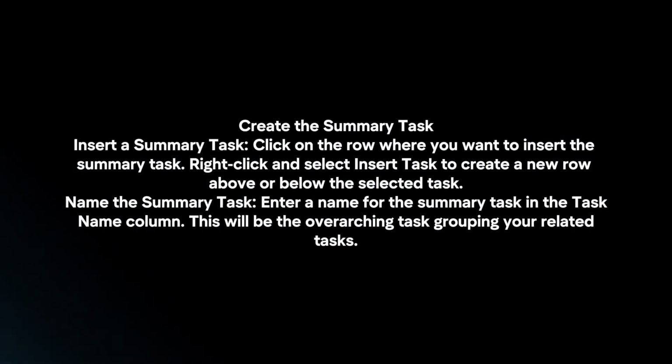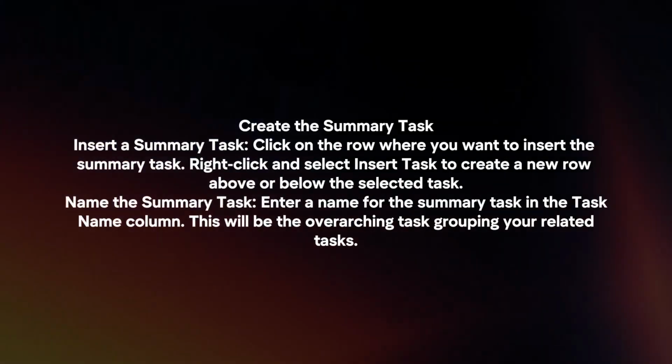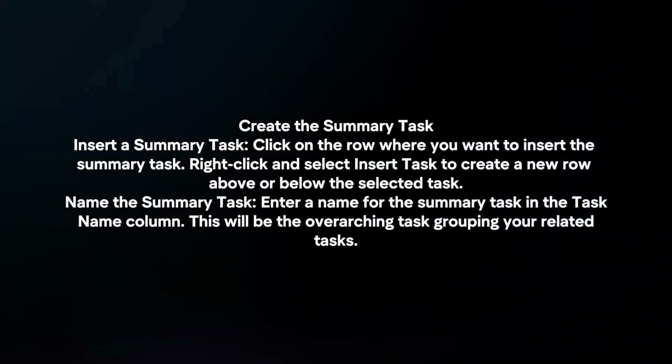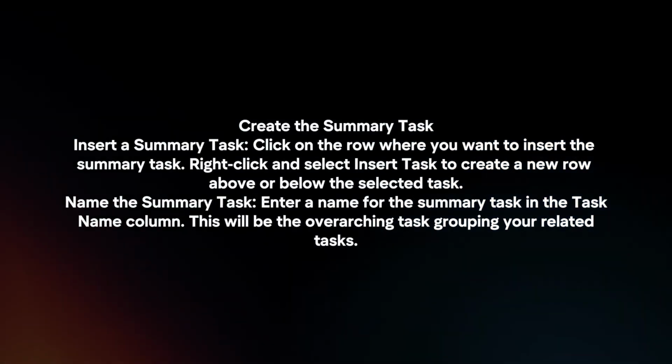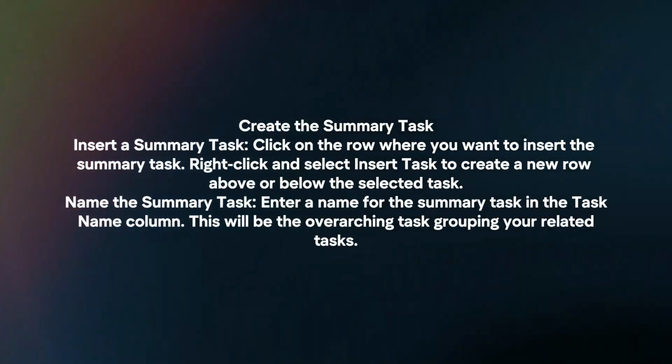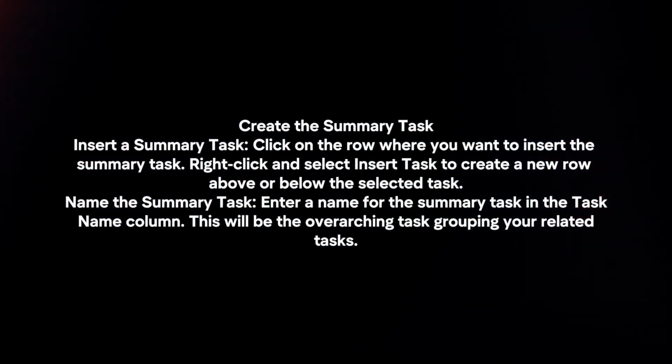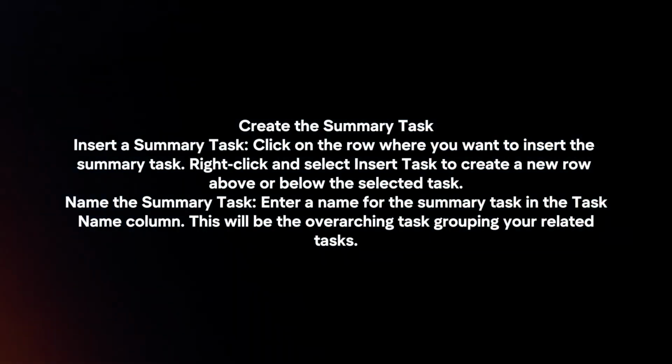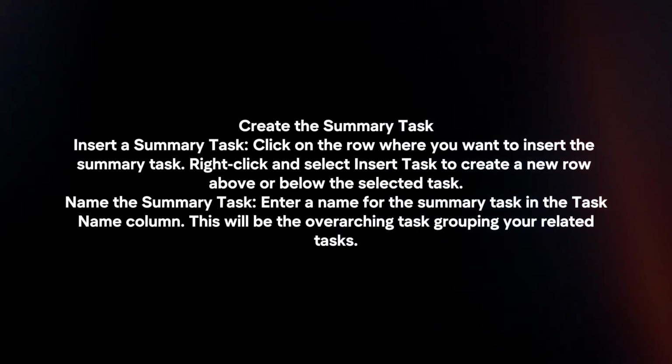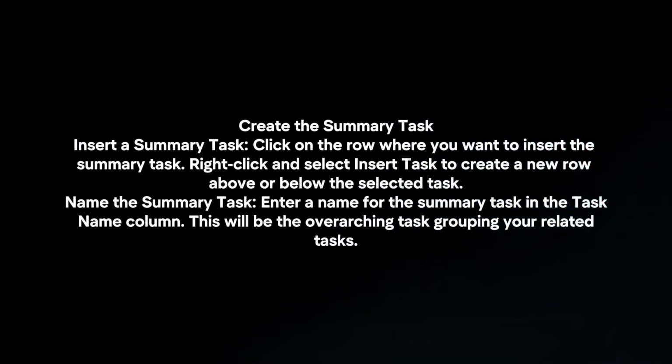Create the summary task. Insert a summary task. Click on the row where you want to insert the summary task. Right-click and select Insert Task to create a new row above or below the selected task. Name the summary task. Enter a name for the summary task in the task name column. This will be the overarching task grouping your related tasks.